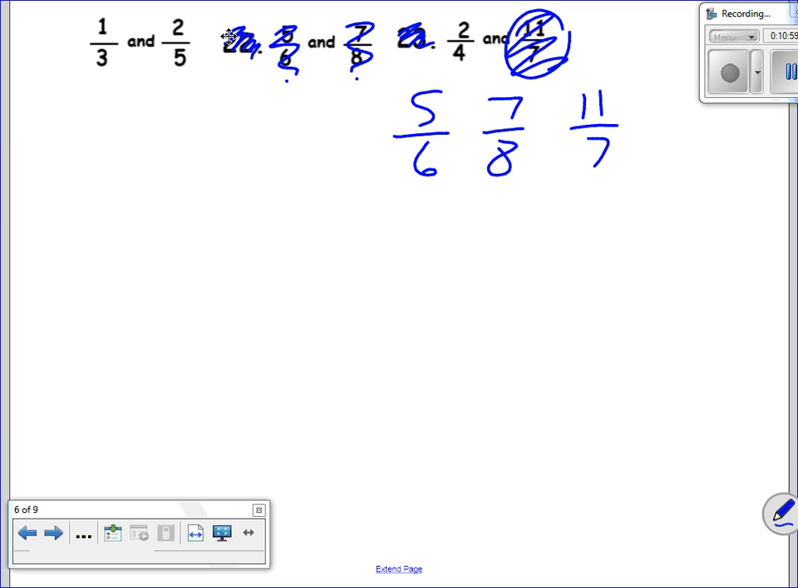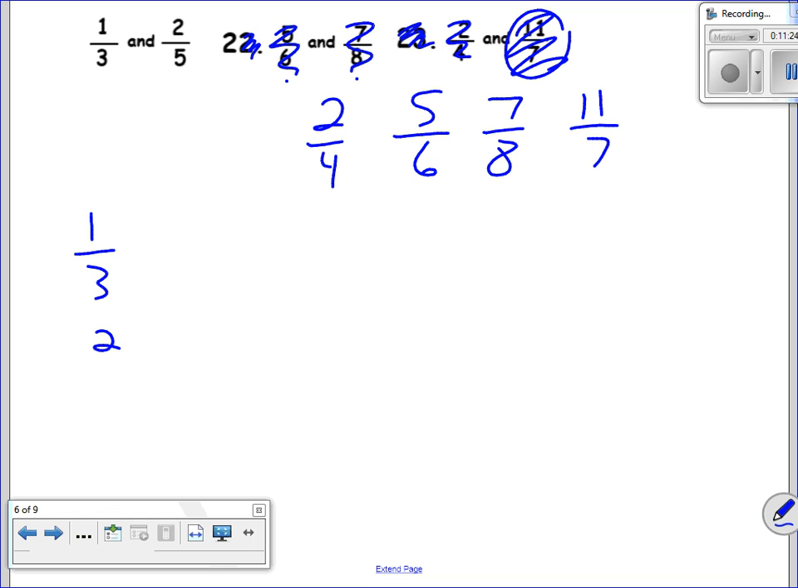Now I'm left with 3 fractions. I have 1/3, 2/5, and 2/4. Okay. I know 2/5 is less than half. I know 1/3 is less than half, and I know 2/4 is half. The reason why: 2.5 would be half of 5, but that number is 2. So that means my next largest is 2/4, which leaves me with 2 fractions left over.